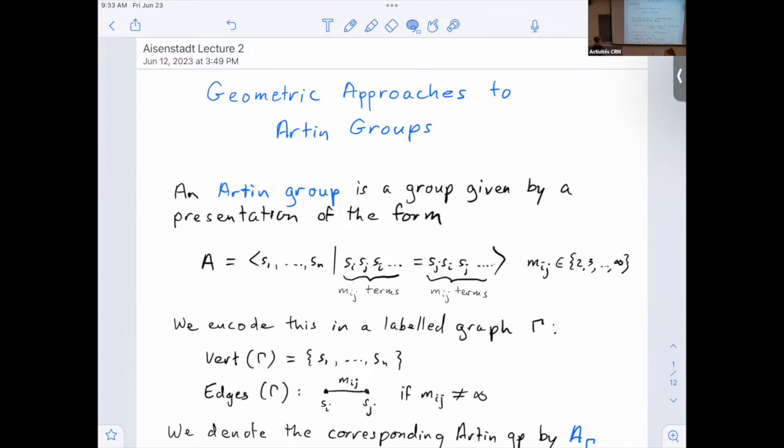Okay, so my lecture today is on geometric approaches to Artin groups. A lot of you, I'm sure, were in my talk on Wednesday, where I introduced and gave a big overview of Artin groups. So I'm going to quickly review basic definitions and notation, just to remind you, and for those of you who weren't there, and then I'm going to focus more on what we have learned using geometry about these groups.